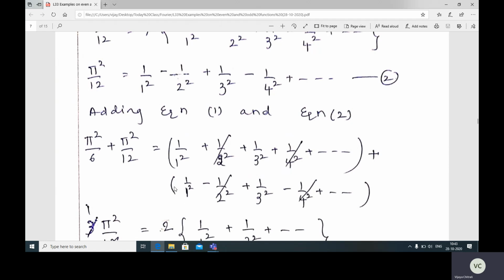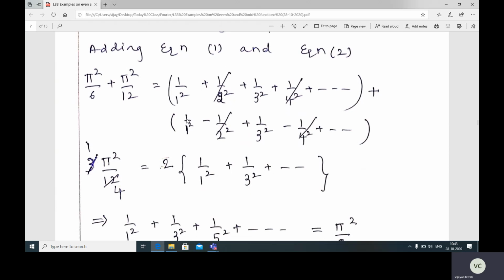So we'll get 1 by 1 square plus 1 by 1 square will be 2 times 1 by 1 square. Similarly, 1 by 3 square plus 1 by 3 square will be 2 times 1 by 3 square. So take 2 outside. So inside will be 1 by 1 square plus 1 by 3 square plus so on. Right. Now 3 ones are 3, 4 threes are... what is left here? Pi square by 4.